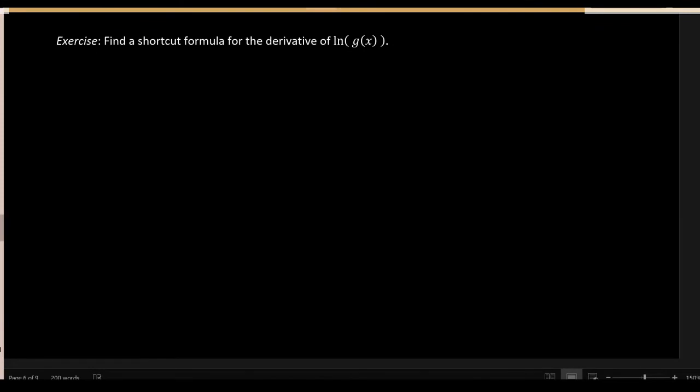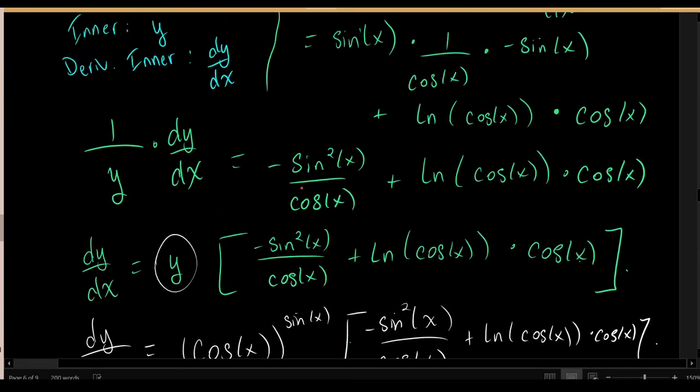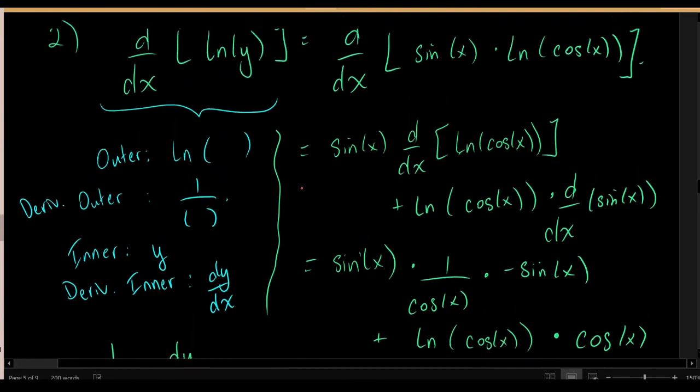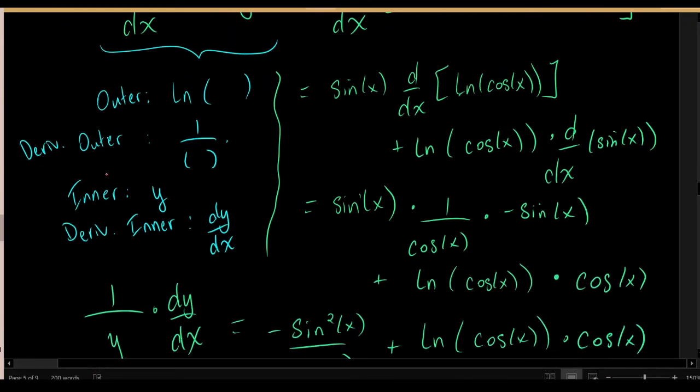Now the work in the previous exercise, I think, demonstrates the fact that it can be convenient to have a shortcut formula for the derivative of natural log of something. For example, in the previous exercise, we had to deal with that situation twice. Here on the left-hand side, we had the derivative of natural log of y, and we also had it right here, the derivative of natural log of cos x. So rather than having to go through the full shenanigans of chain rule every single time, it can be nice to have a shortcut formula similar to the shortcut that we have for the natural exponential.